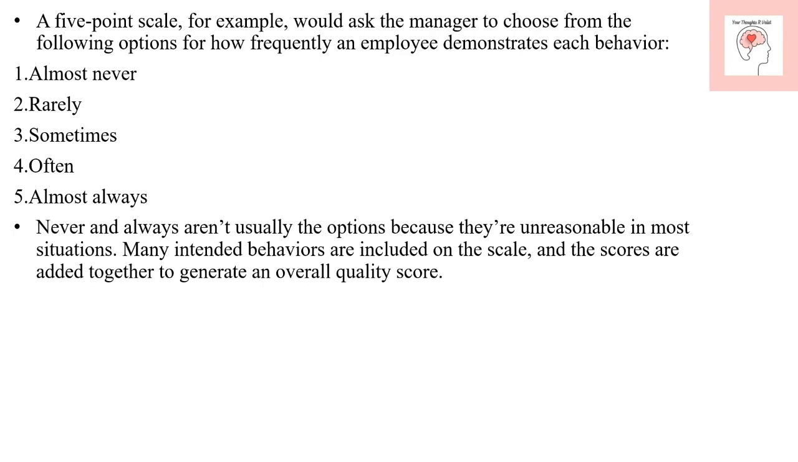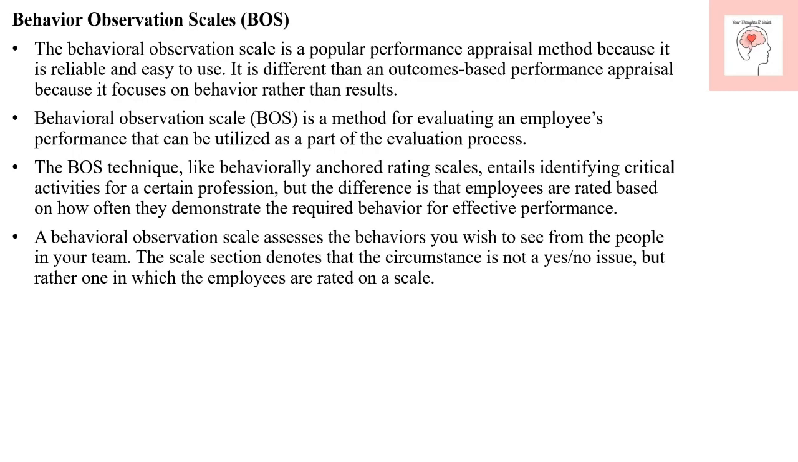Never and always are not usually the options because they are unreasonable in most situations. Many intended behaviors are included on the scale and the scores are added together to generate an overall quality score. So I hope behavior observation scale is clear to you.